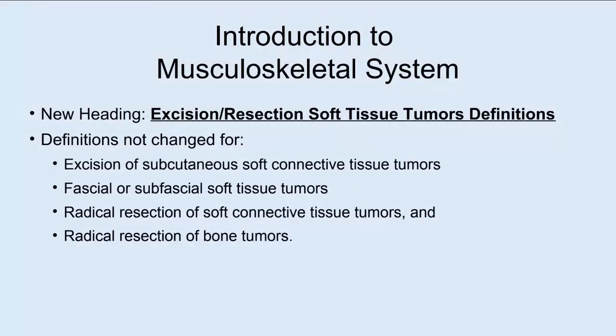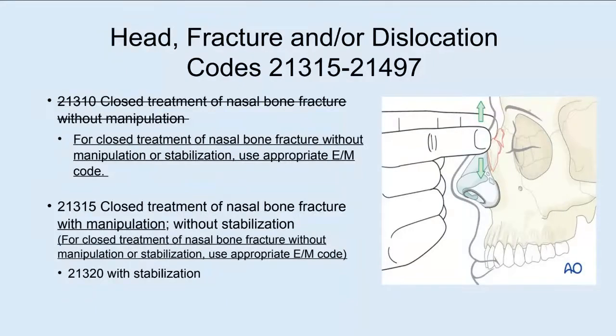So another new heading, for excision resection of soft tissue tumors. This is good because this kind of differentiates between fractures and dislocations and tumor codes. Now this is a new heading. The definitions for the various kinds of tumors have not changed. They're the same. So that takes care of the changes in the introductory section to the musculoskeletal system.